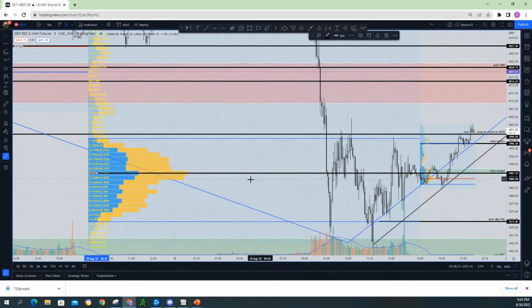So there's a POC here. Rejected here, rejected, broke it, and now we broke it. It should act as resistance. And if it doesn't, if you see it slice through it on the first attempt, then you know the 80% rule is going to be in play.